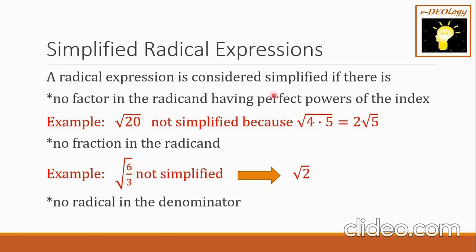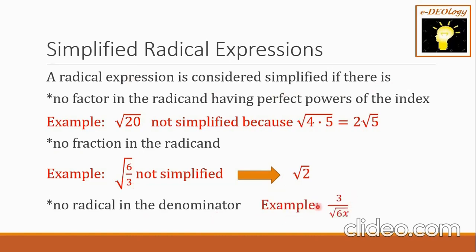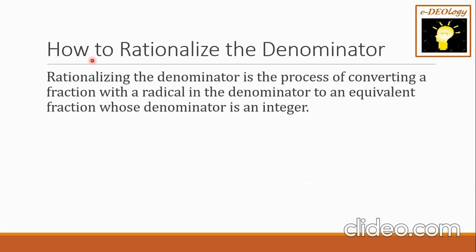A radical expression is considered simplified if there is no radical in the denominator. Example is 3 over the square root of 6x. As we can see here, we have a radical in the denominator. And this is the topic of our today's video. How do we rationalize the denominator? Rationalizing the denominator is the process of converting a fraction with a radical in the denominator to an equivalent fraction whose denominator is an integer.